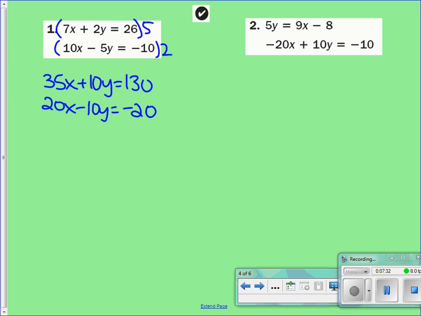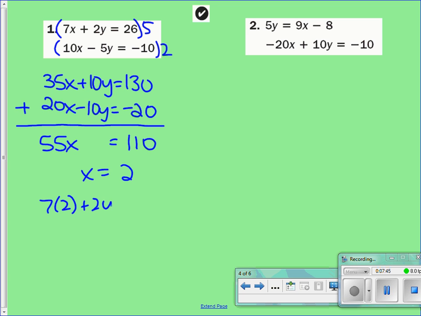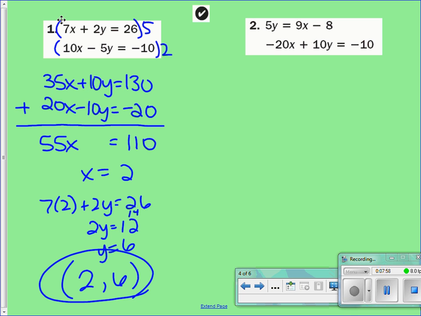And since my 10y's are opposites, I can add these equations. 55x equals 110, and that means x equals 2. And 7 times 2 plus 2y, so that's 14. Subtract 14 on both sides, and that's 12, means y equals 6. So my ordered pair, 2, 6, and let's make sure that that actually works. So 14 plus 12, yep, and times 2 would be 20 minus 30, negative 10.